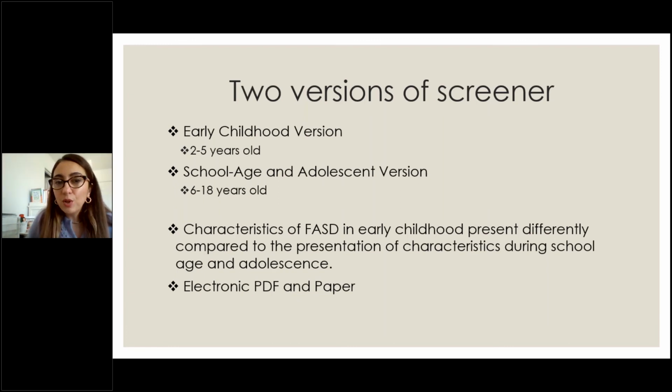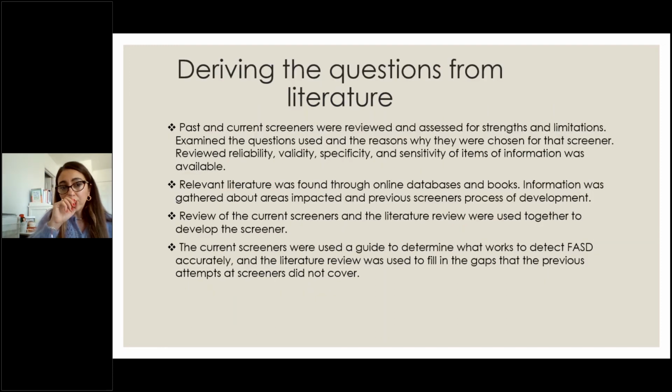So for our screener, we developed two versions of the screener. One is the early childhood version, 2 to 5, and then the school age adolescent version. It's a bigger age range, to capture 6 to 18 years of age. The reason for the two versions is that FASD, as I talked about in my first training, presents differently across the course of life. It presents differently in infants, toddlers, preschoolers, school age, adolescents, and in adults. I talked more extensively about that in my first training.